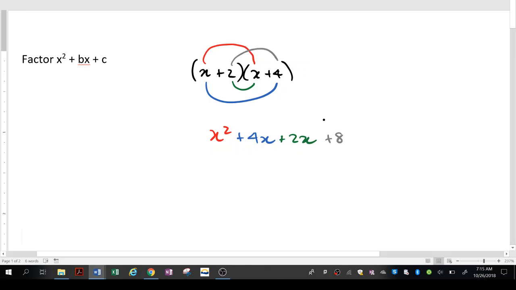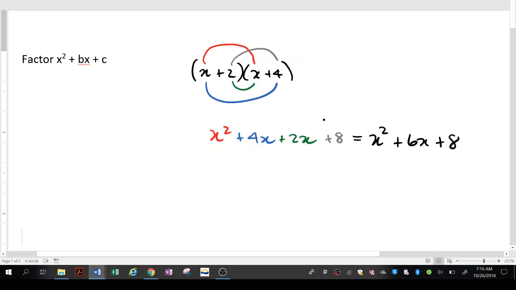And you'll notice we can combine those two terms in the middle. These are like terms, remember? Like terms, we can add the coefficients, and that gives us x squared plus 6x plus 8.